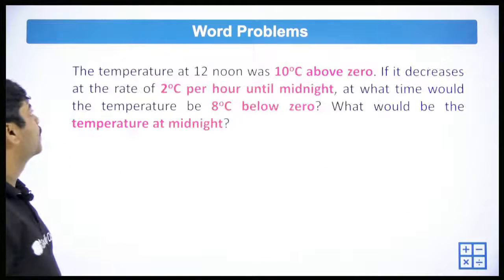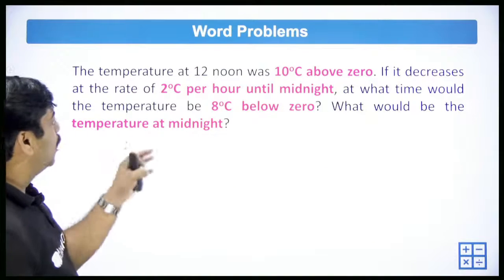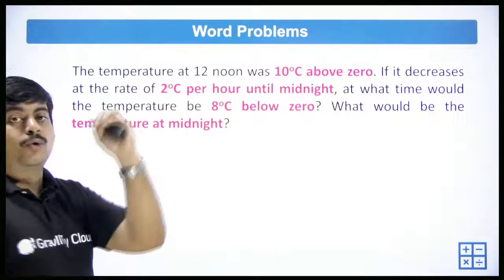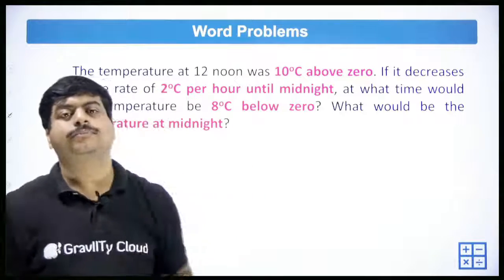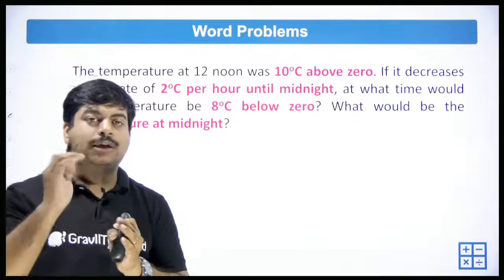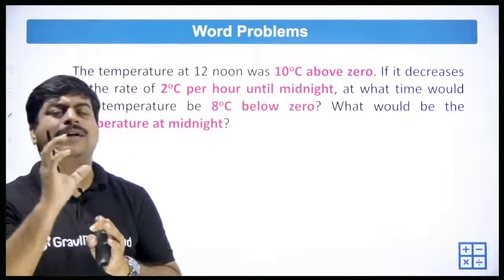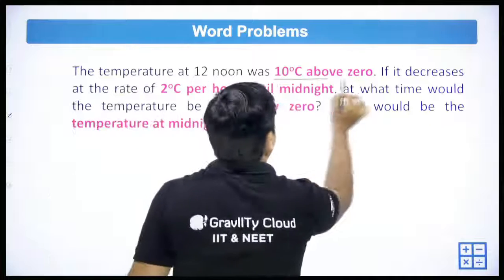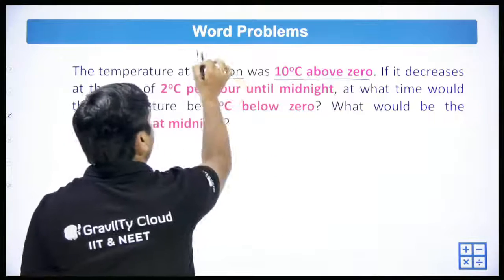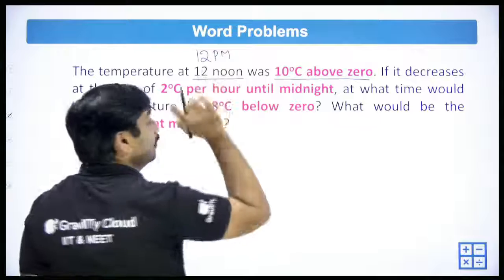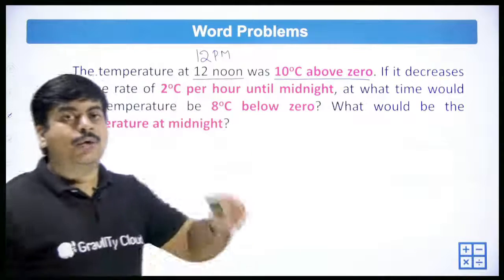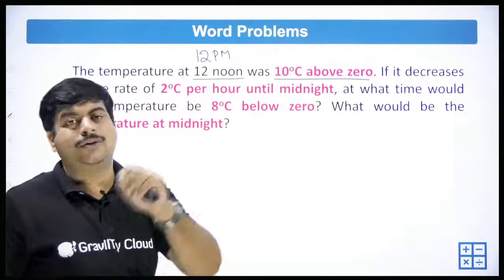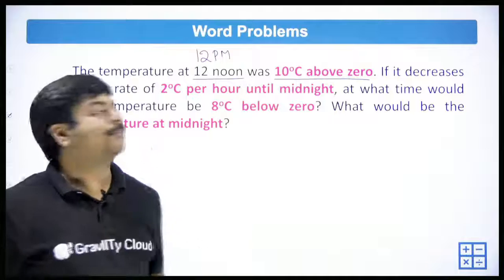The temperature at 12 noon was 10 degrees above zero. Above means positive. Above, upwards, to the right, always states that it is positive. 10 degrees above zero at 12 noon. What do you mean by 12 noon? It is 12 p.m., not 12 a.m. in the night. Noon means afternoon, 12 p.m.